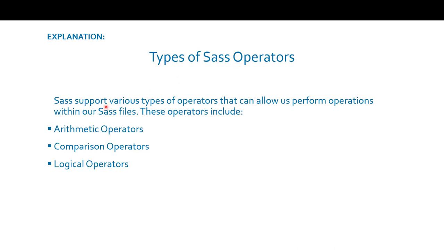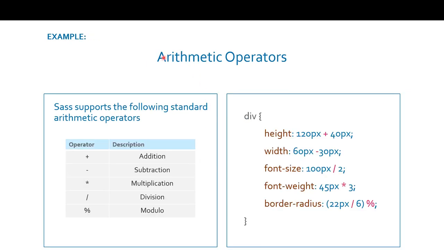So, types of Sass operators. Basically, Sass supports various types of operators that allow us to perform operations within our Sass file. These operators include arithmetic operators, comparison operators, and logical operators. We've seen all these in our JavaScript section. So, arithmetic operators. Sass supports the following standard arithmetic operators, which allow us to perform all the basic arithmetic operations. We have the addition operator, the subtraction operator, the multiplication operator, the division operator, and the modulo operator.